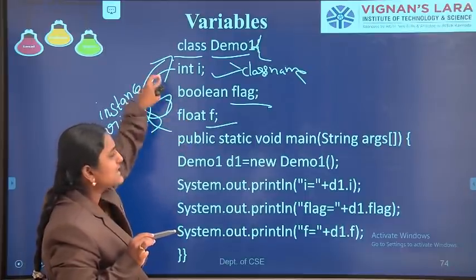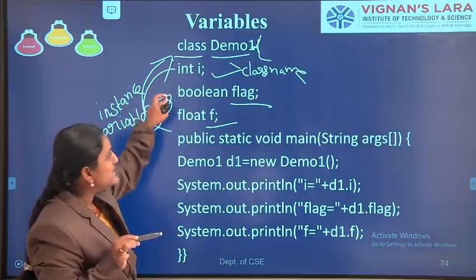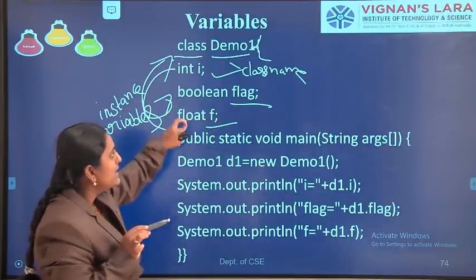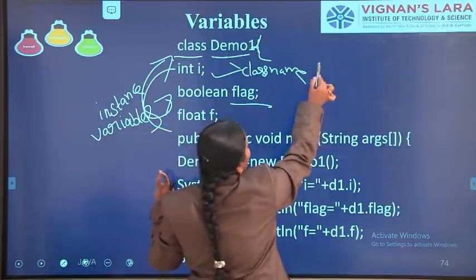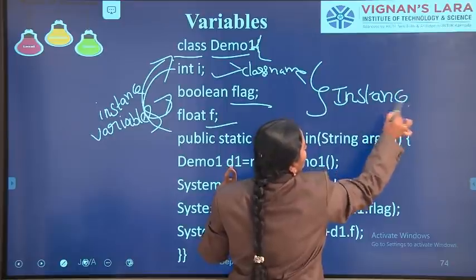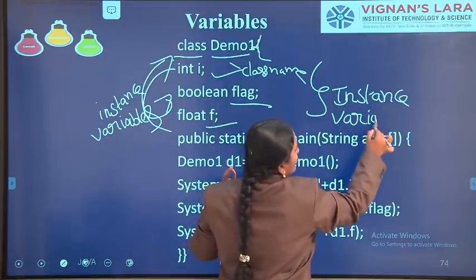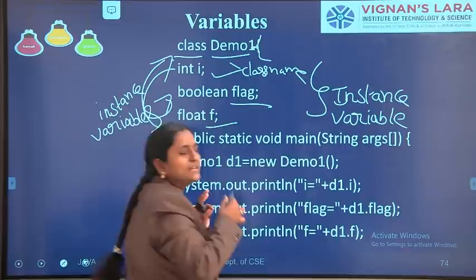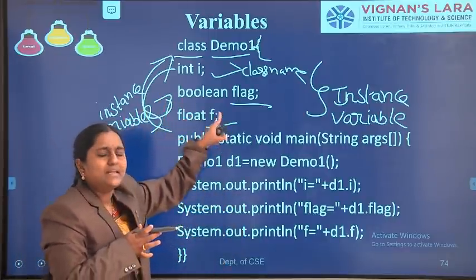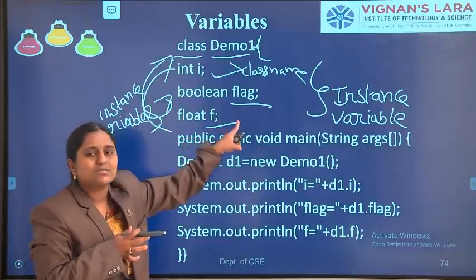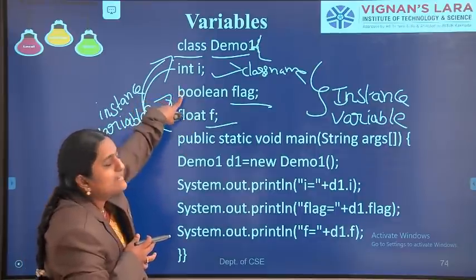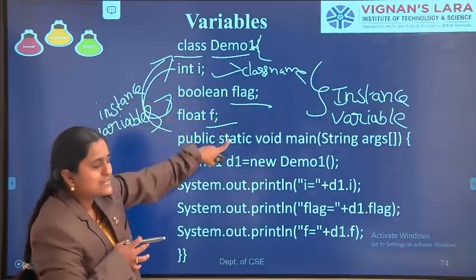In these 3 statements, let us observe, I am just declaring the variables and not initializing values. So we simply say these 3 variables are instance variables. You have to be clear about local variables and instance variables. Any variable defined within the class is called an instance variable.